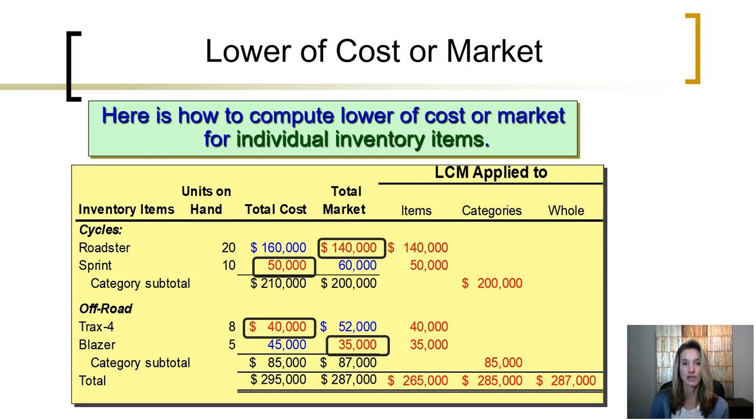There is a journal entry that is required in order to make this happen, which is beyond the scope of this level of accounting. But at this point, we just need to know that this rule is applied at the end of every accounting period. This ensures that the amount reported for inventory on the balance sheet is not overstated.